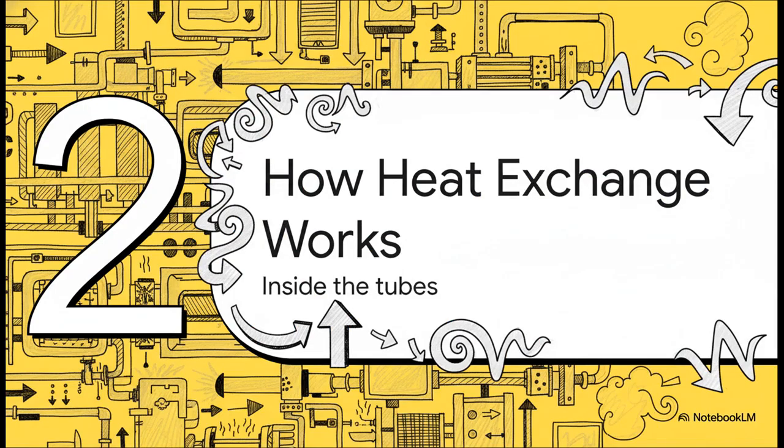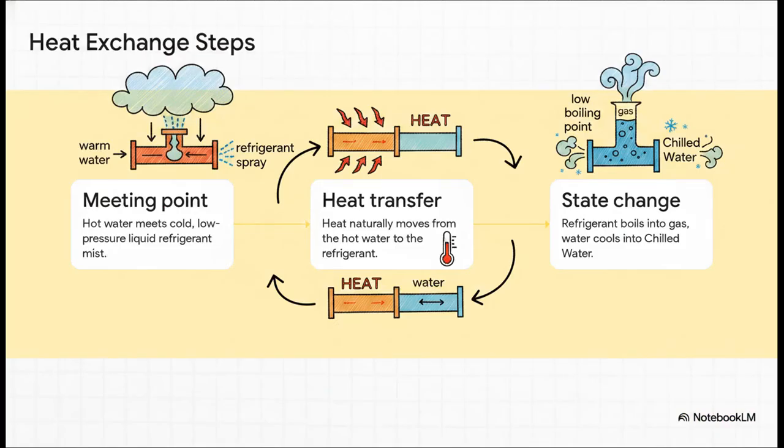Section 2. How heat exchange works. Let's look inside the tubes. And this brilliantly illustrates the sheer magic of physical phase changes. There are 3 distinct steps happening all at once here. Step 1. That warm water returning from the servers enters the evaporator. But at the exact same time, a special chemical called a refrigerant comes in. Thanks to a little component called the expansion valve, this refrigerant enters as a freezing cold, low-pressure mist. It's almost like a spray.